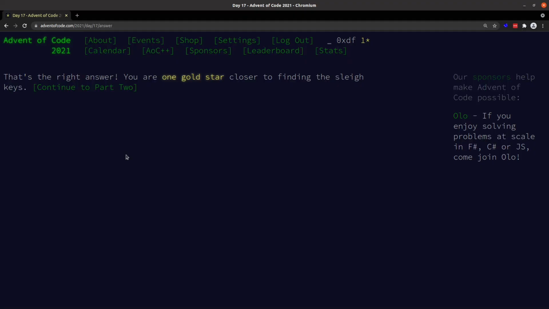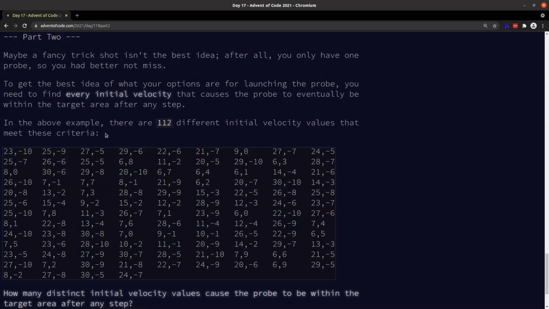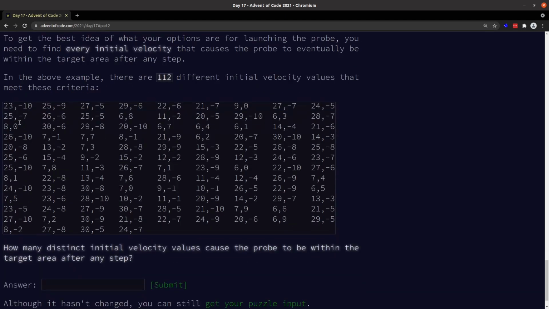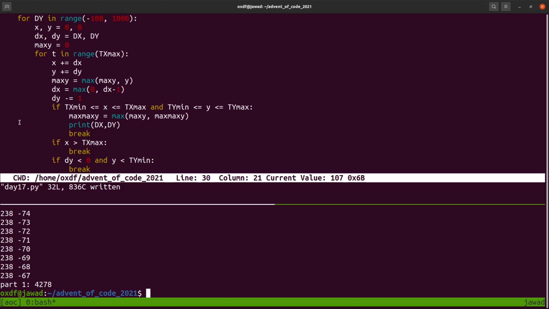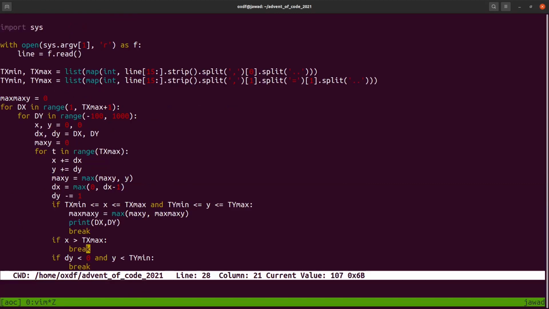Okay, on to part 2. Fancy trick shot isn't the best idea. You only have one probe, so better not miss. To get a better idea of the options, you should find every initial velocity that causes the probe to be within the target area after any step. I think if we'd done the math way, this would be way harder. But we didn't do the math way.